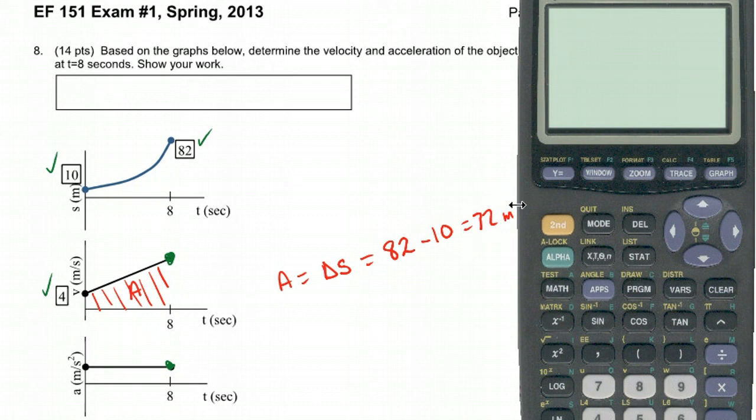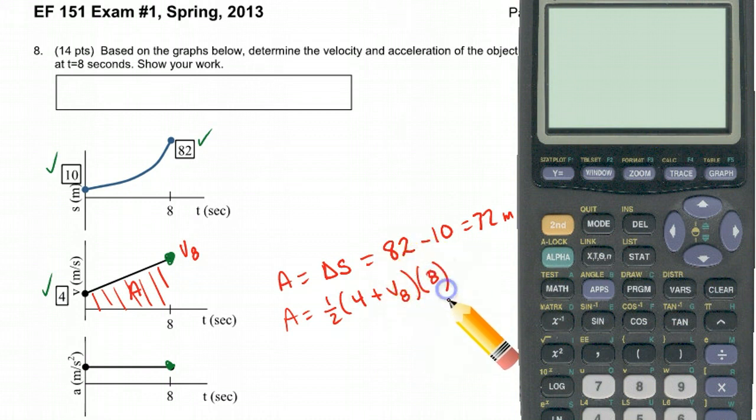We can calculate the area. We know the initial point. We know it's a trapezoid. We're going to try and find this V. I'm going to label it V sub 8 here. So to find that area, we can use the area of a trapezoid, which is 1/2 the initial point, which is 4, plus V sub 8, that's what we're trying to find, times the base, which is 8 seconds.